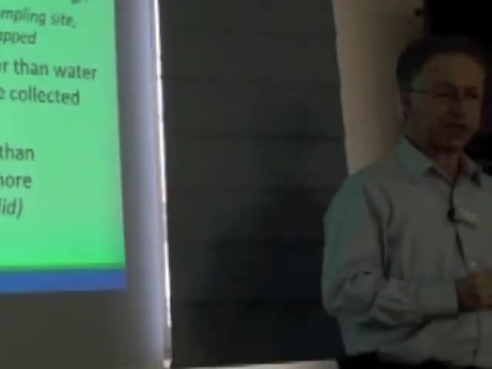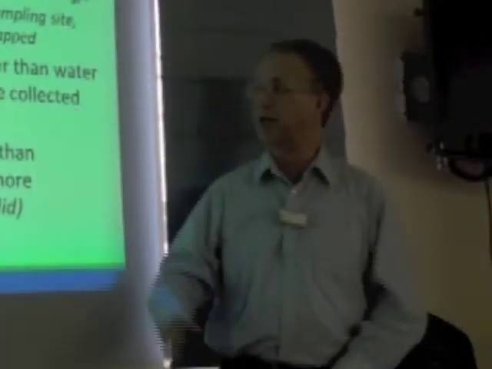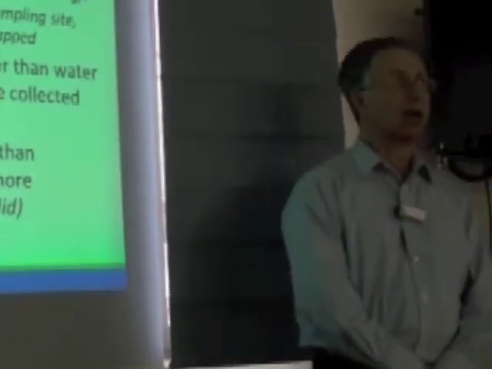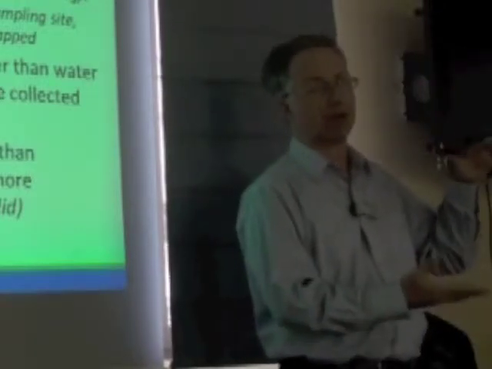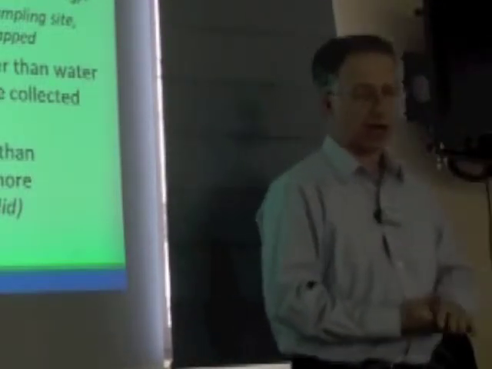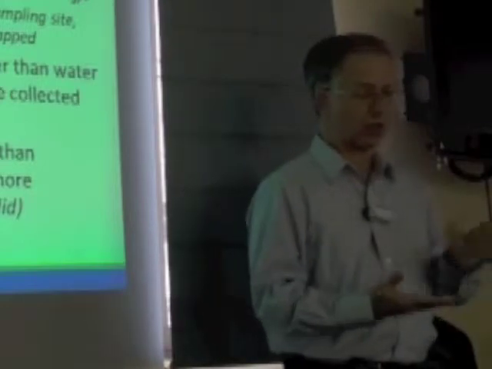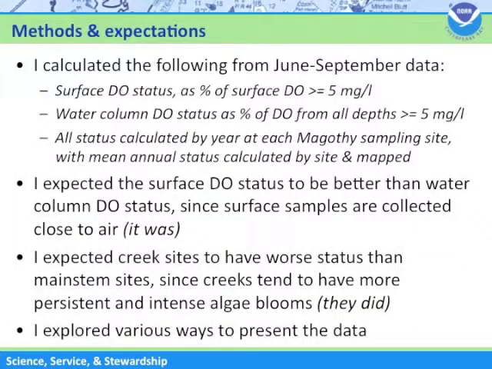And what I expected was the surface status would be better than the water column status, simply because the surface is right next to the air, and you would expect it to be better oxygenated. And I found that in general it was. I also expected the creek sites to have worse status than the main stem sites, since they tend to have more persistent and intense algae blooms in the creeks, and they did in fact generally have worse status.